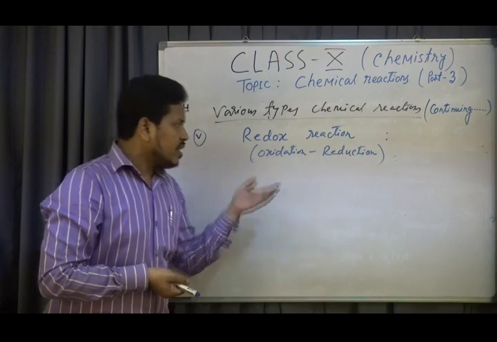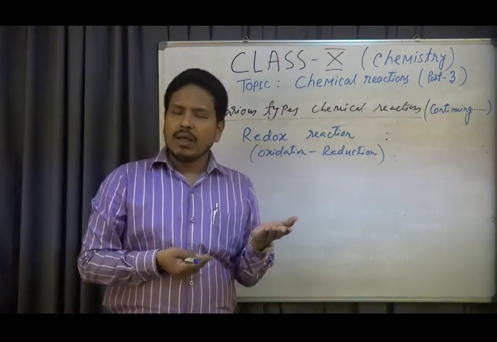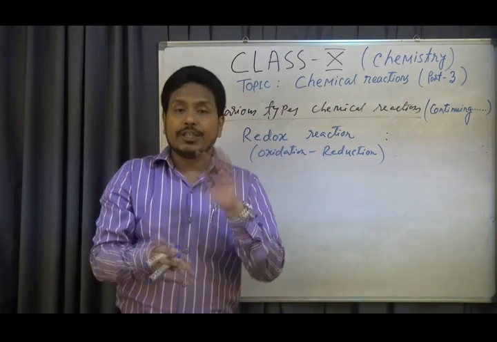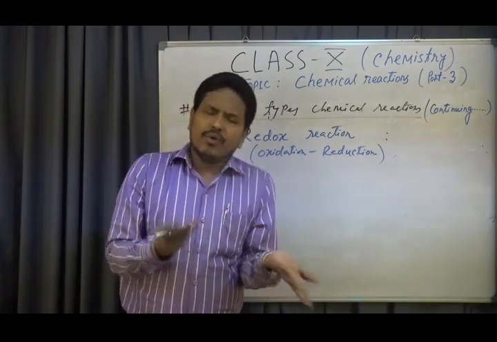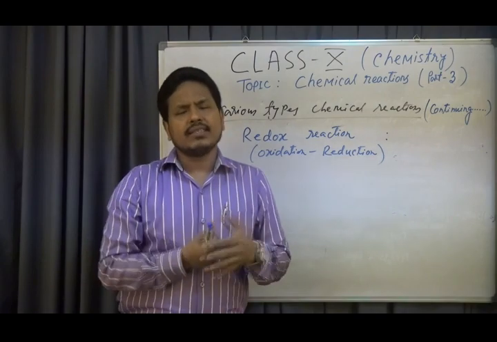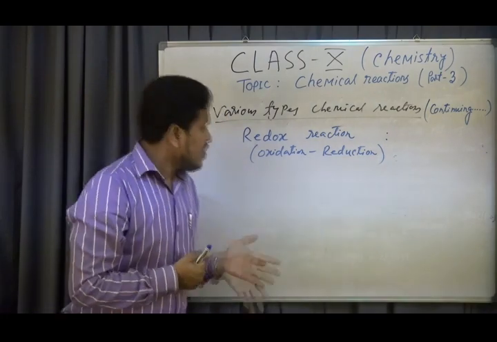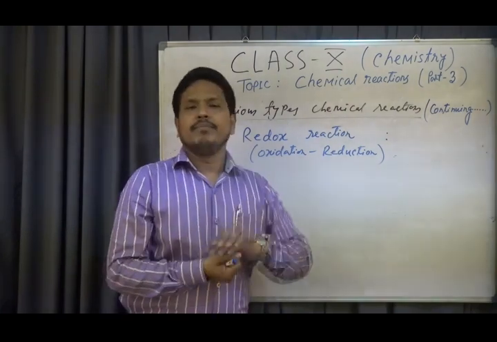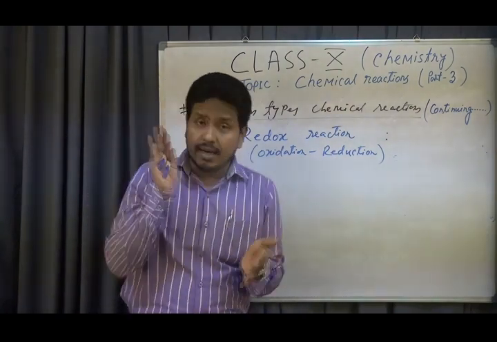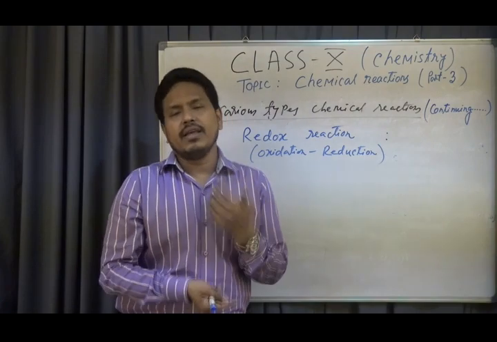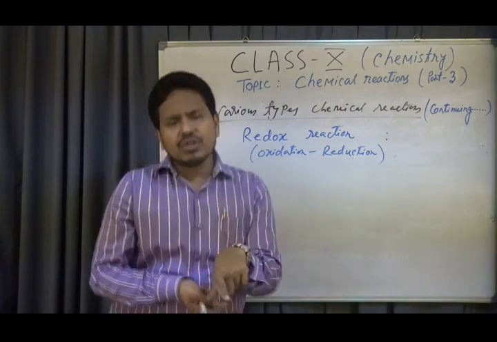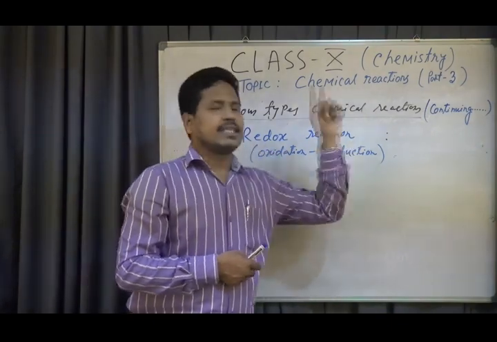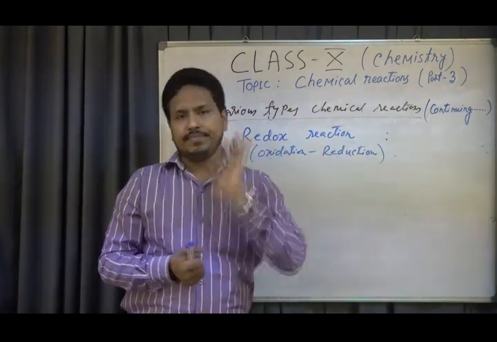Whenever an oxidation reaction is occurring, there must be a reduction reaction. Oxidation and reduction are opposite to each other. In nature, or in the laboratory when we artificially do a chemical reaction, mind it, my dear students, whenever an oxidation reaction occurs, there must be a reduction reaction. Both generally occur simultaneously. And the reaction where both oxidation and reduction simultaneously occur is called redox reaction or oxidation reduction reaction.